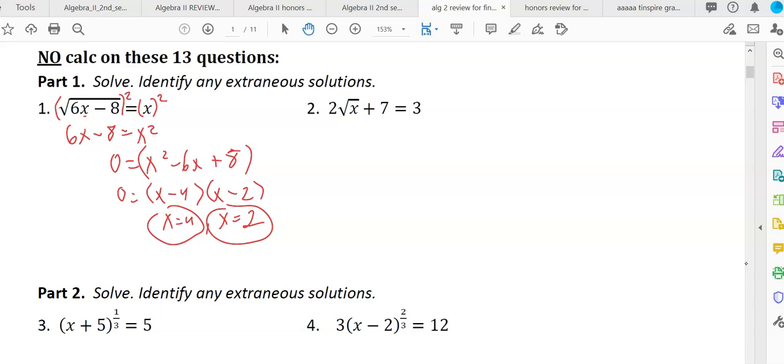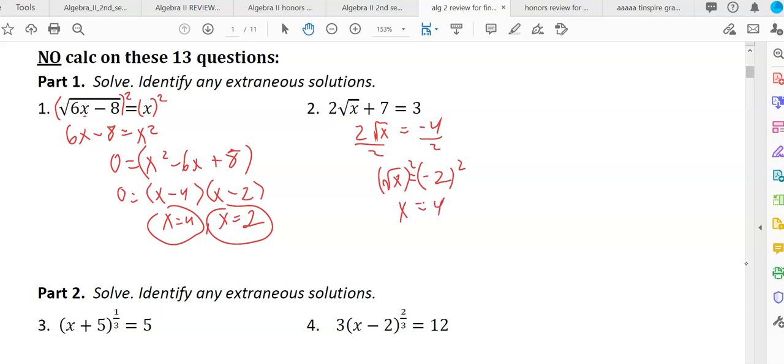So subtract 7 from both sides. You get 2 times square root of x equals negative 4. Divide by 2. You get square root of x equals negative 2. Some people stop right here. But let's keep going and solve. So you get x equals 4.